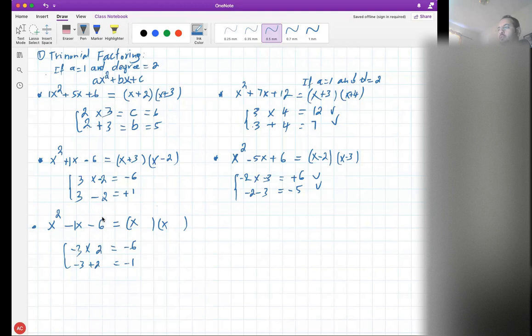-3 times 2 is -6. Exactly this. Same numbers we used here for multiplication, same signs. When we combine them, we get -1. So -3 plus 2 is -1. So the numbers are -3 and 2.